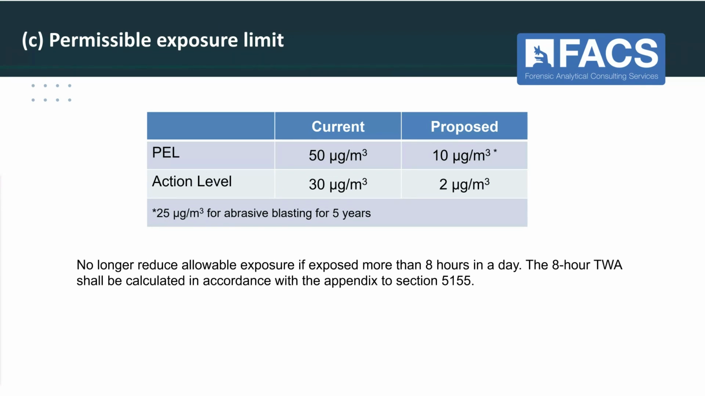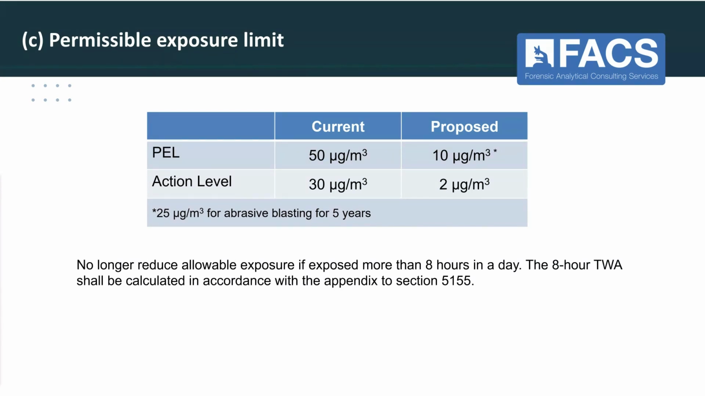Before, we were at 30, which is a fairly high exposure. Now we're at 2. And the thought, from the data that we have, is that it's very, very easy to hit that 2 doing fairly routine things in the construction industry. I'll talk a little bit more about that in a minute. But another change that they made is they now have a reference to section 5155.